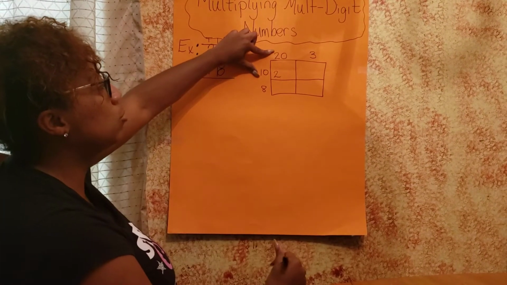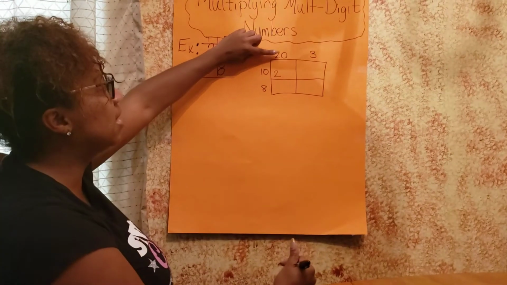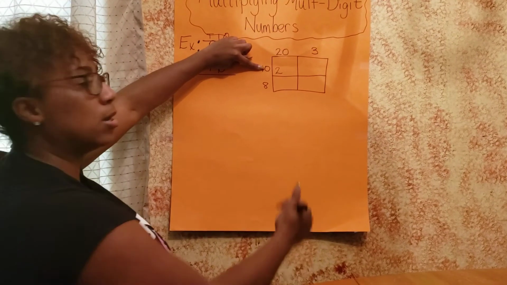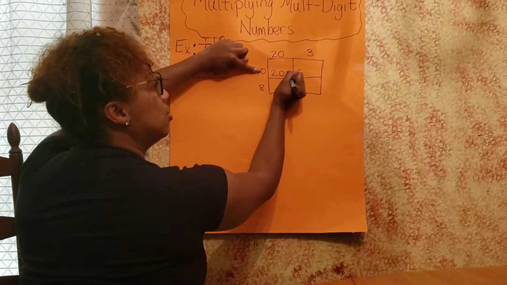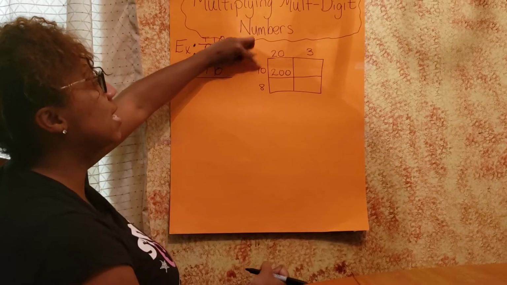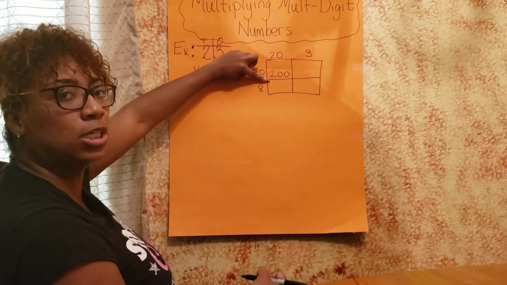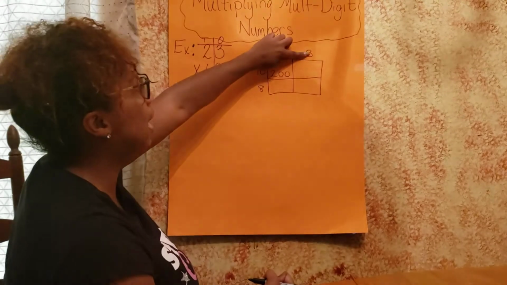How many zeros do I have with 10 and 20? I see that I have 2 zeros. So that means I have to add 2 zeros. So 10 times 20 gives me 200. Now I'm going to multiply by 3.